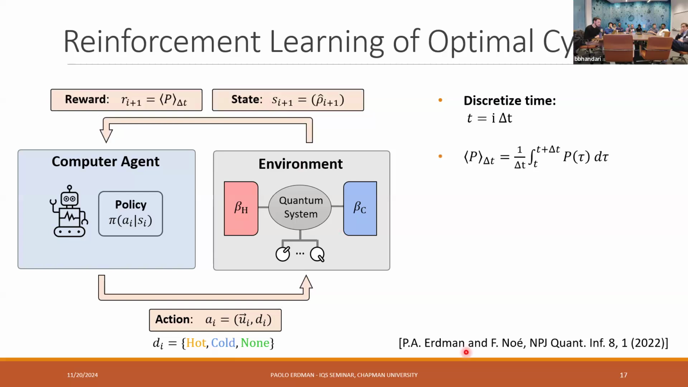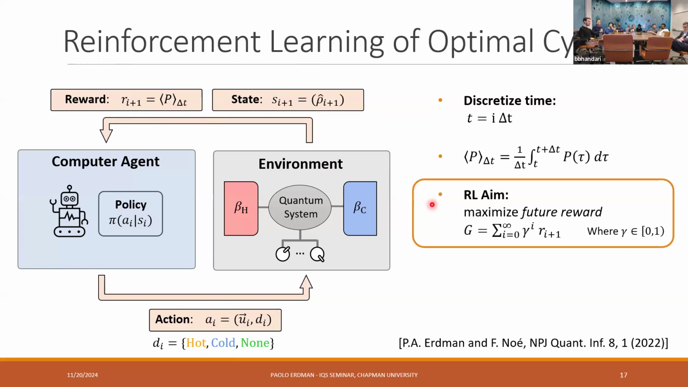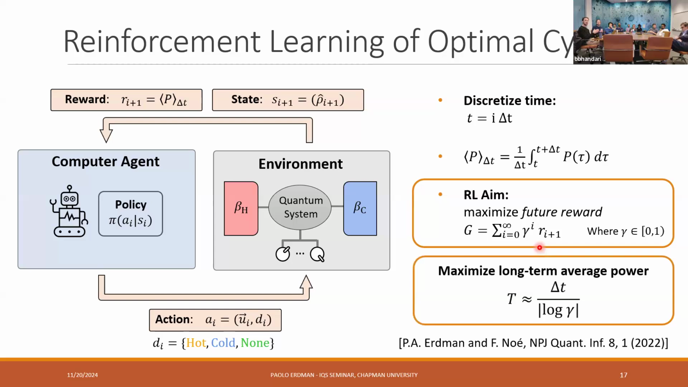And then we choose a state, at least in this work, the density matrix of the quantum system. And as reward, for example, if we want to optimize the power, we choose the average power that was delivered in the short time step dt. But since the aim of reinforcement learning is to maximize the sum of all of these rewards, it will end up optimizing the average power over a longer time scale t, which depends on gamma. Gamma is the discount factor in reinforcement learning. So if we choose this gamma close enough to 1, we're really optimizing the time average of the power over a very long time scale.